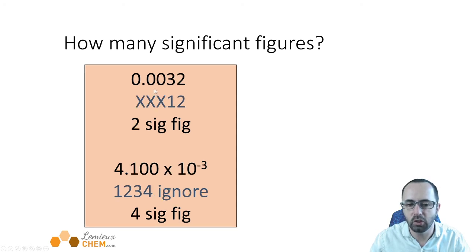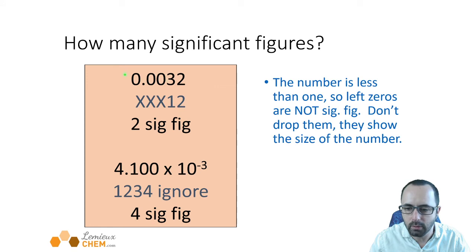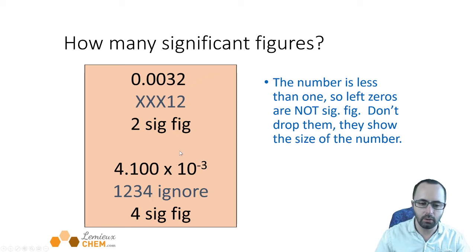Here we have a number smaller than 1 with front zeros. Front zeros are never significant, so it's only the 3 and the 2 that are significant. 2 sig figs. And now one note about scientific notation.